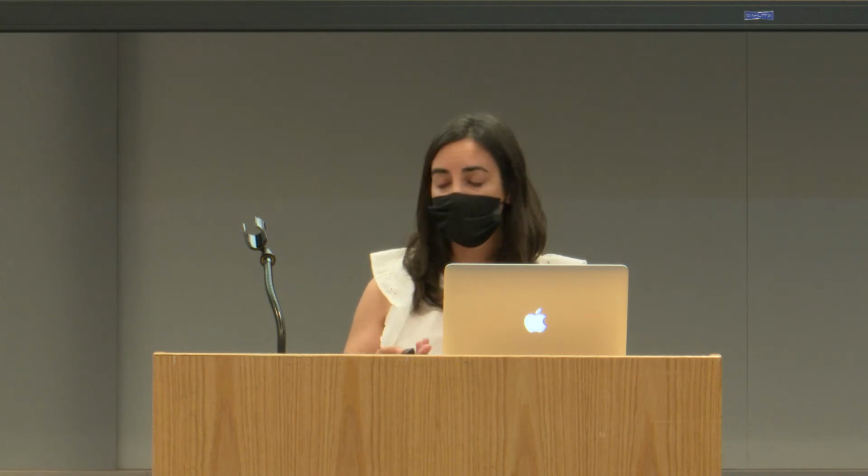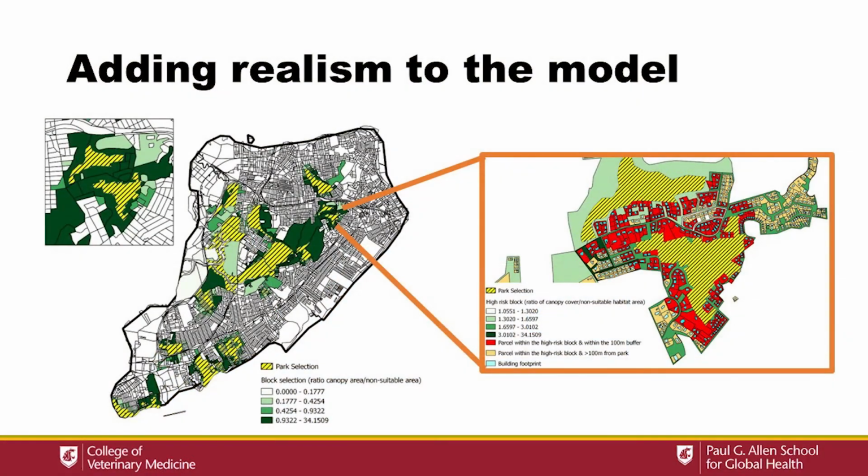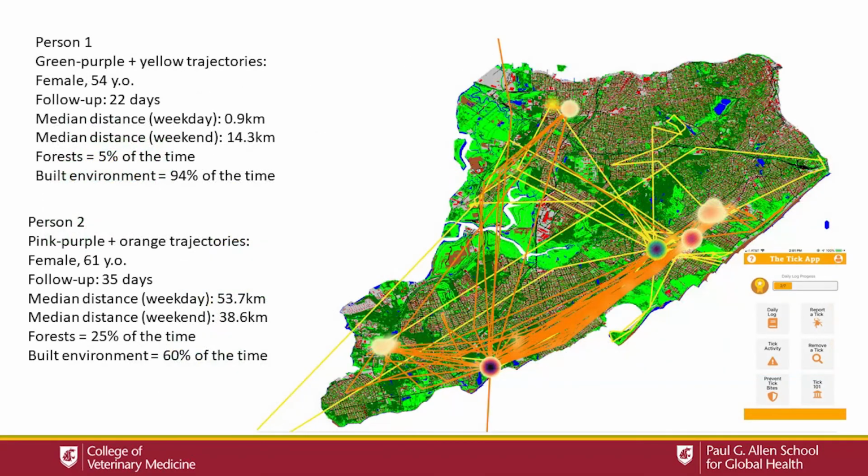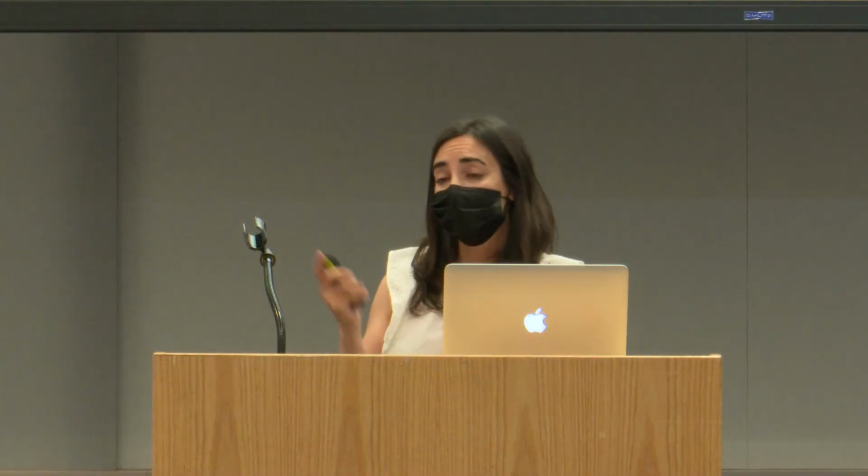And moving forward, we are adding some realism to the model, because, as I told you, we're basing this and collecting data on an urban area. This is Staten Island in New York City. So the next step will be to add the tick density from this area, but also we're collecting behavioral and movement data so we can better characterize our agents, and we use an app to collect that data. And with that, thank you very much. I'll take any questions you have.